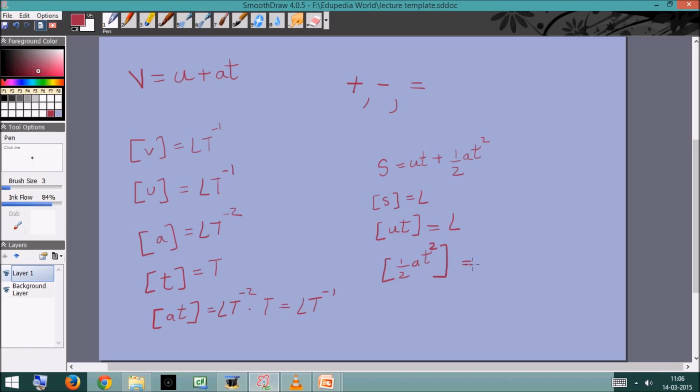The dimensional formula of half AT square. What is this? We know that the dimensional formula of A is LT minus 2 and the dimensional formula of T is T. So the dimension of T square is capital T to the power of 2. What is the dimensional formula of half? The answer is nothing, because half is a constant. Constants do not have any dimension. Half is not measuring any physical quantity. So the dimensional formula of half AT square is the same as the dimensional formula of AT square, which is L. So we can see indeed that this equation is correct.